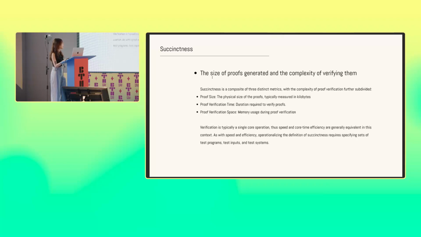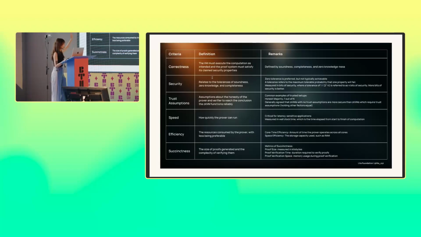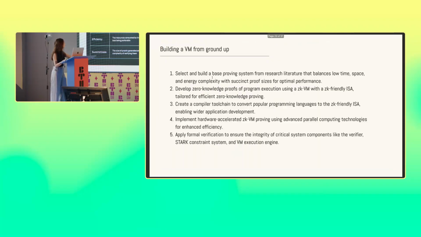Succinctness means the size of the proof generated and the complexity of verifying the proof. And it often includes the proof size, the verification time and the verification space. So in conclusion, there are 6 criteria that we're mentioning here, which are correctness, security, trust assumptions, speed, efficiency, and succinctness. I also mentioned the ease of use perspective, but I'm not going to talk about it here.